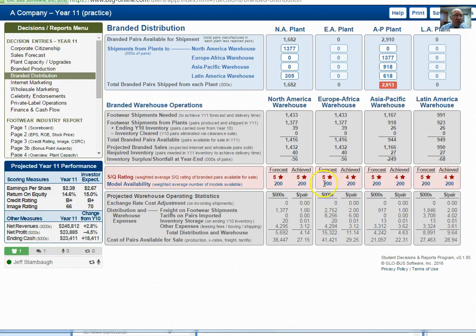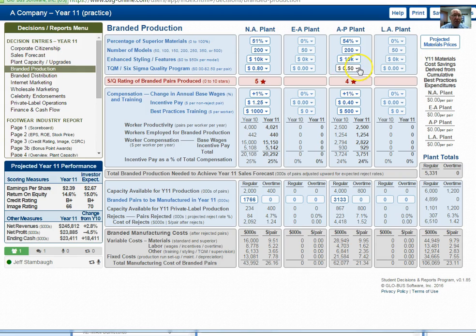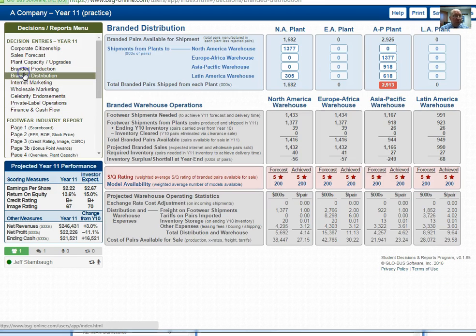Notice too that it's also flagging to me, hey, in these regions, you forecast that you were going to have a 5-star shoe, but you've actually only got a 4-star shoe. And so that's because over here in the branded production tab, I didn't do anything to make this number go up to 5. It's just getting a little bit harder to raise it because it's in my Asia Pacific plant and quality isn't as good. There it is, it's a 5-star plant. And notice when I come back to here, it goes, oh, okay, we're good.